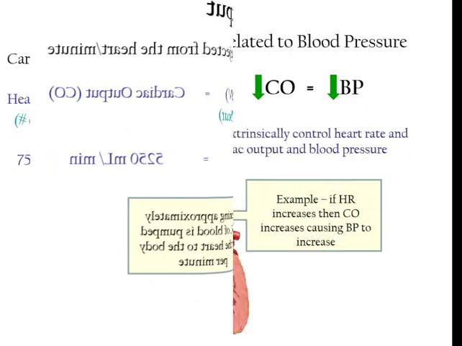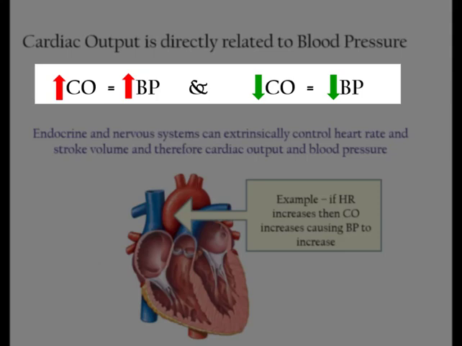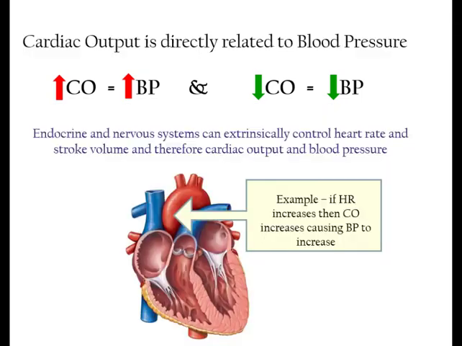The significance of that is that cardiac output affects blood pressure. If you increase cardiac output, blood pressure increases. If you decrease cardiac output, it decreases blood pressure. So we're going to be exploring the nervous system and endocrine system control over heart rate in order to change cardiac output and influence blood pressure.